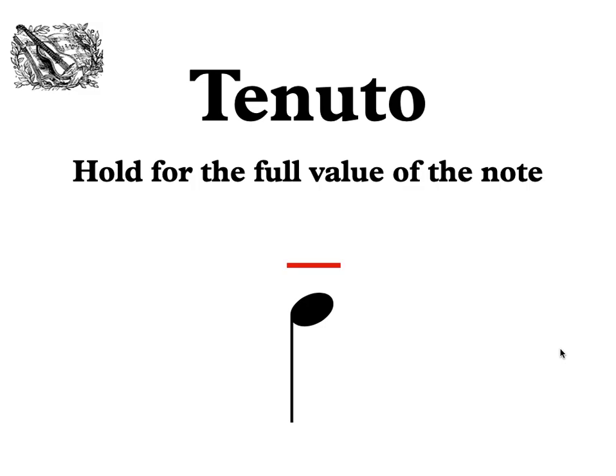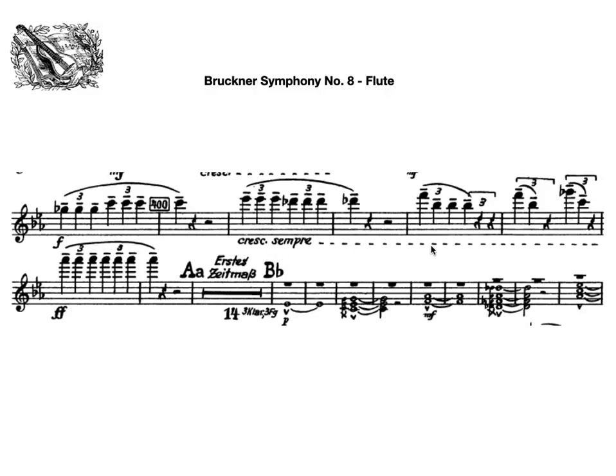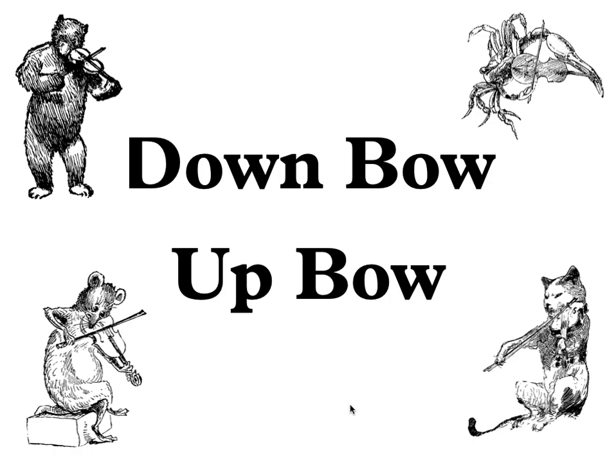Tenuto is a line above or below the note. And we're back to Bruckner, and you can see where he wants a full length of notes. Da, da, da, da, da, da, da. Okay. Not separated. Okay. So the tenuto marking.